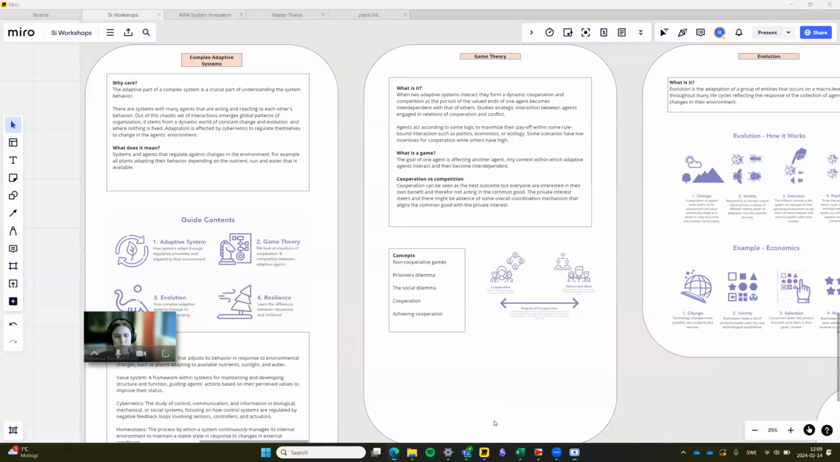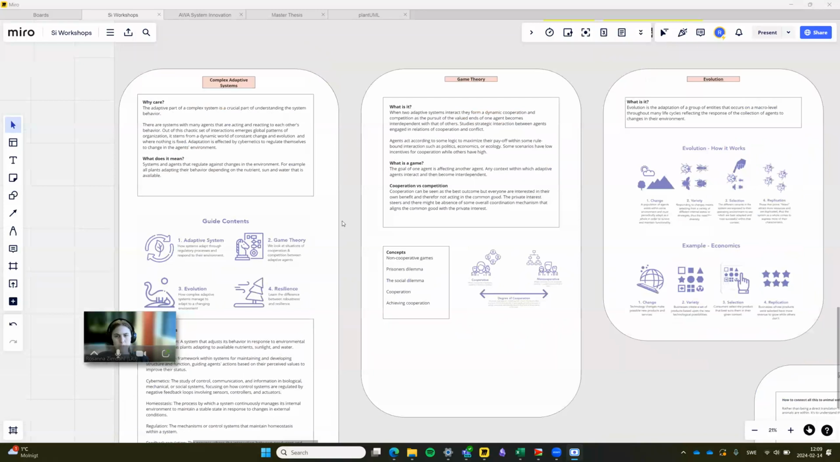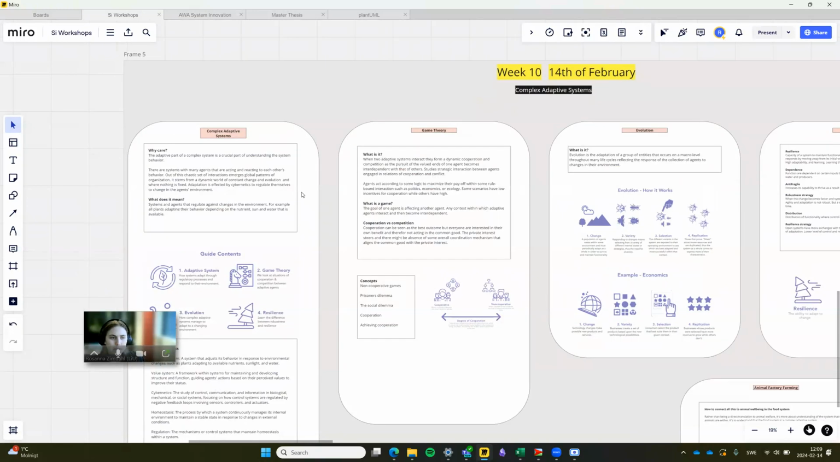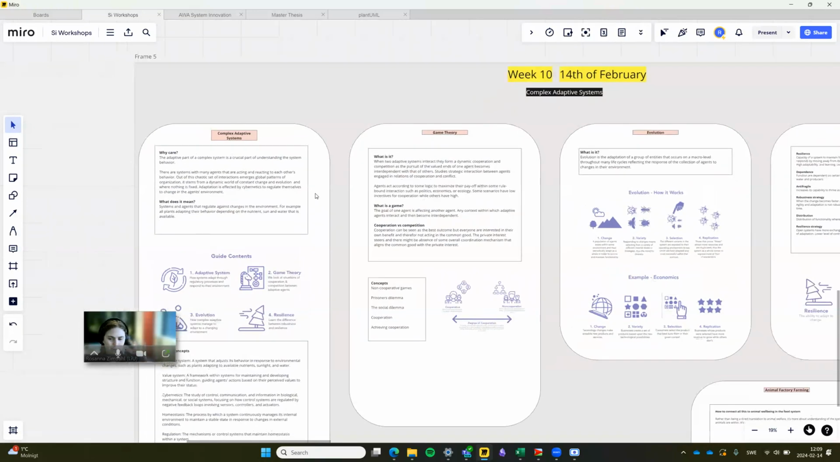Hello, today we will look at complex adaptive systems because they are very good to know about. So, a complex adaptive system is a system that is made up of a lot of agents and that changes depending on its environment or its context.